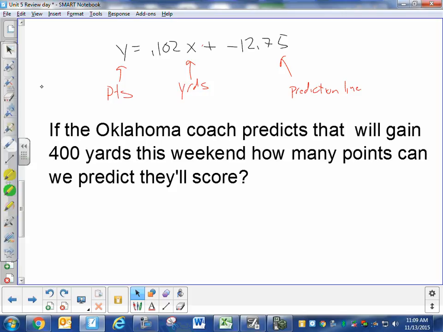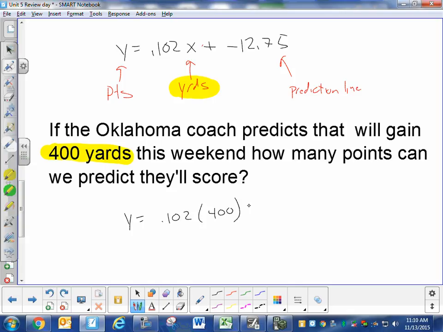Confusing, right? What do you mean? Well, if the Oklahoma coach predicts he's going to gain 400 yards, and this is the model that we can use to predict points based off of yards or yards based off of points, we can use that model because that line is fitting as perfectly as we can the points versus the yards of these Big 12 teams. What do we get? Yeah, 28.05.